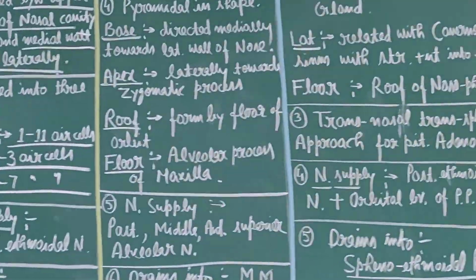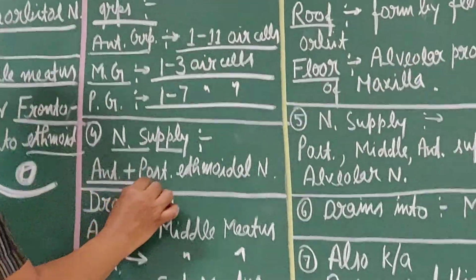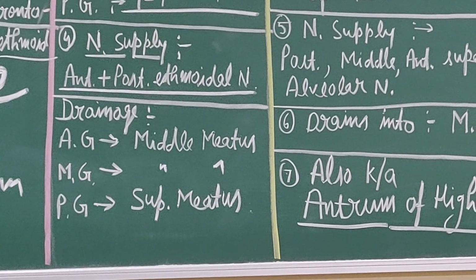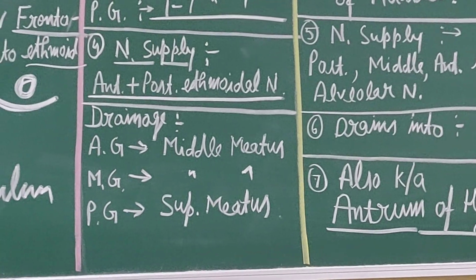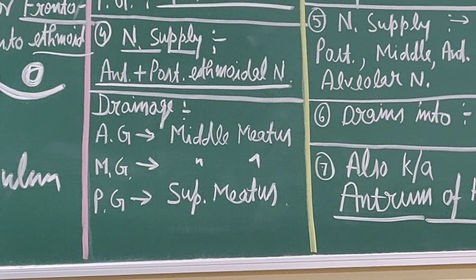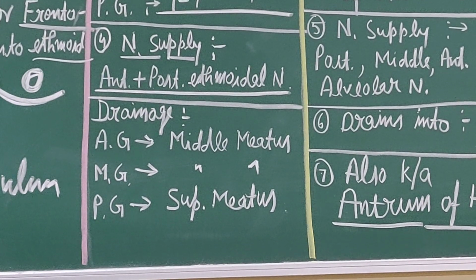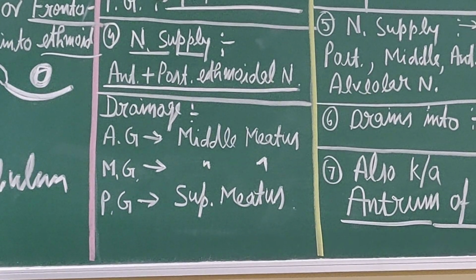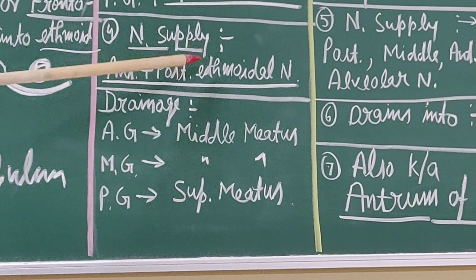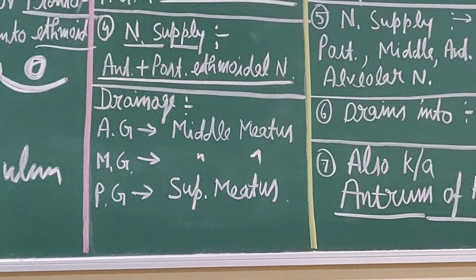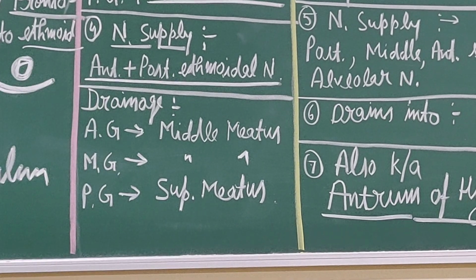Nerve supply, it is supplied by the anterior and the posterior ethmoidal nerve. Remember, the nerve supply of the nasal cavity, meaning the lateral wall of the nose and the nasal septum, is the same nerves. It is the anterior and the posterior ethmoidal nerve. They are also branches of the ophthalmic nerve.